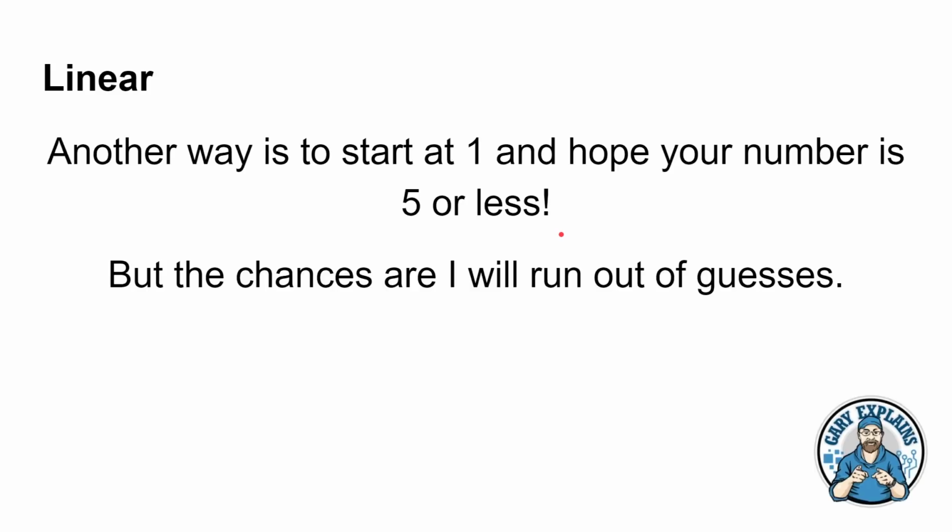Another way I could do it, and I've done this when I've played this game with my kids when they were younger, is they say, "Is it 1? No. Is it 2? No. Is it 3? No." And you could just do it sequentially. And again, I would have to hope that the number is in the first 5. And of course, if we're talking between 1 and a million, like we started the video, then it's going to be really difficult to guess 1 in a million numbers. We'll be here a long time doing the guesses. So of course we're going to run out of guesses.